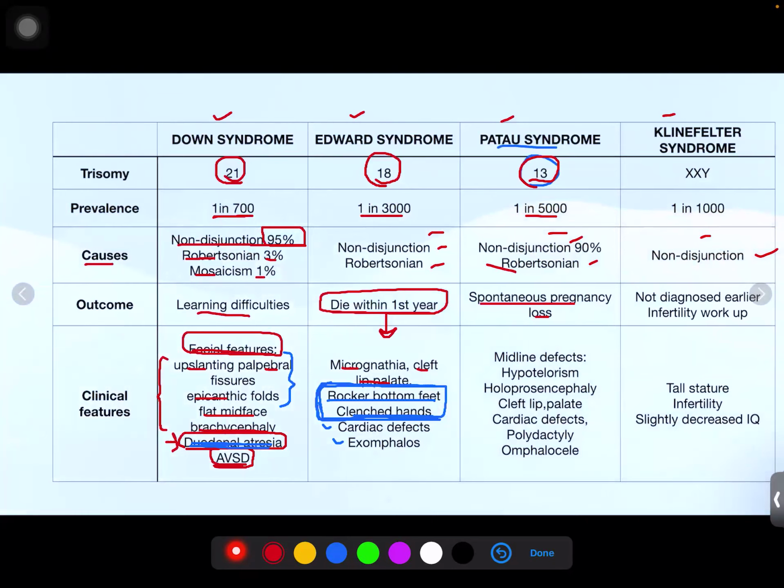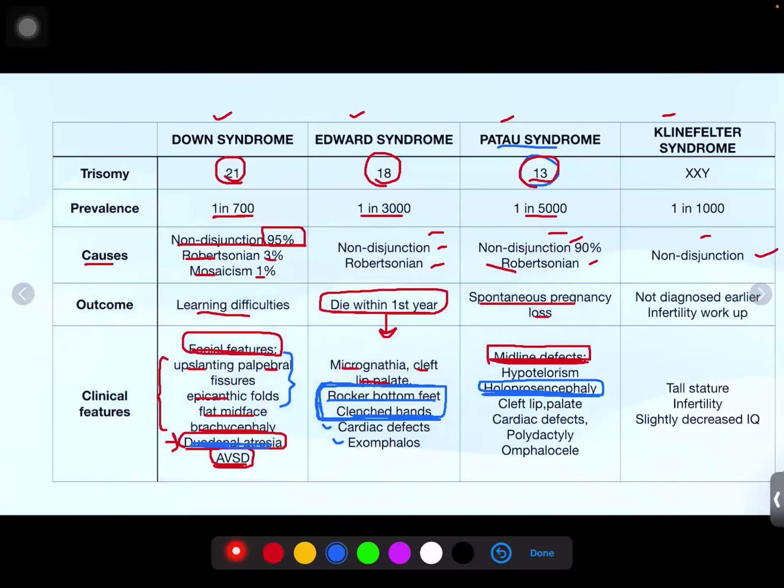So in Patau syndrome, what happens? This is important: midline defects. They will give you midline defects and holoprosencephaly. It is very important. Holoprosencephaly, what does it mean? We'll discuss it in embryology as well. But holoprosencephaly is actually when the prosencephalon, our forebrain, does not develop into the two hemispheres. So midline defects are common in Patau syndrome.